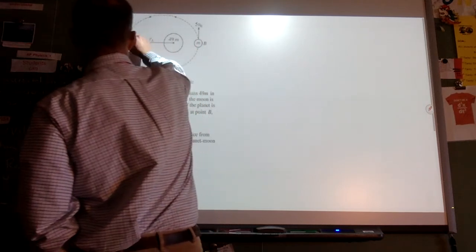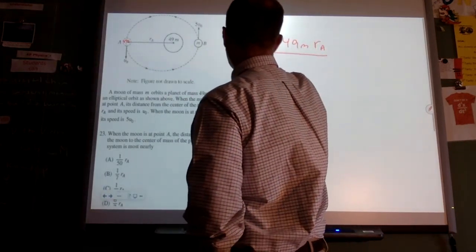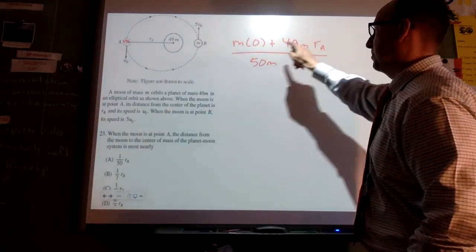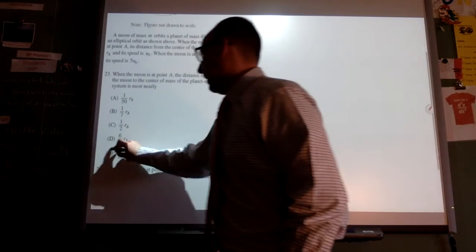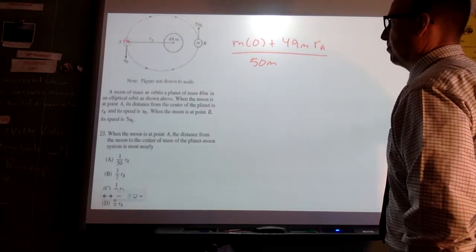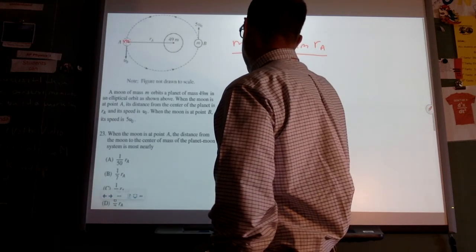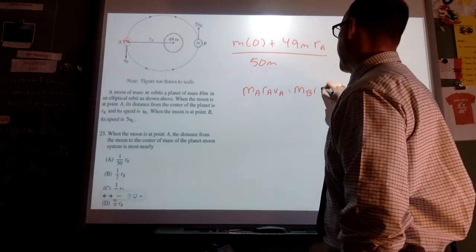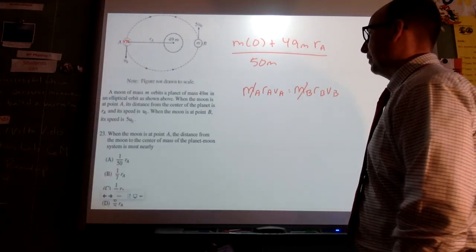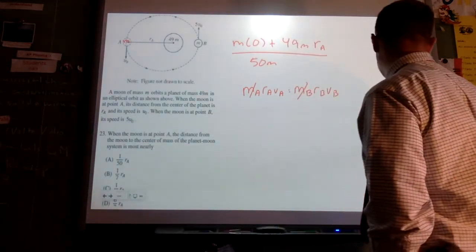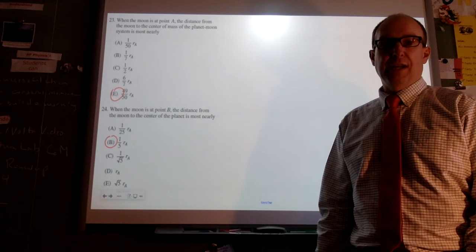So for the center of mass, I'm going to be here. It's going to be m times 0 plus 49m times RA, over 50m, right? It's the mass times the position plus the mass times the position, over the sum of the masses. So that looks like it's going to be 49 over 50 RA. What's our distance going to be when we're at B? Again, it has to be mA RA vA equals mB RB vB, and the masses are constant. So if its speed is 5 times as much, it needs to be a fifth of the distance, because there's no net external forces in this.